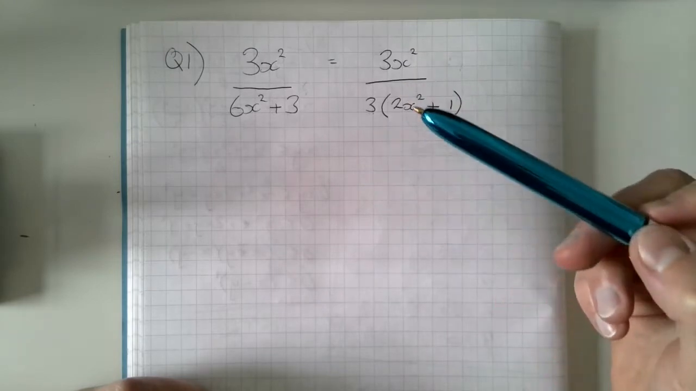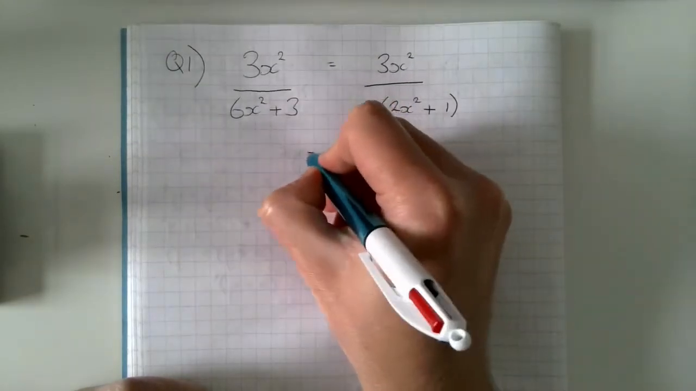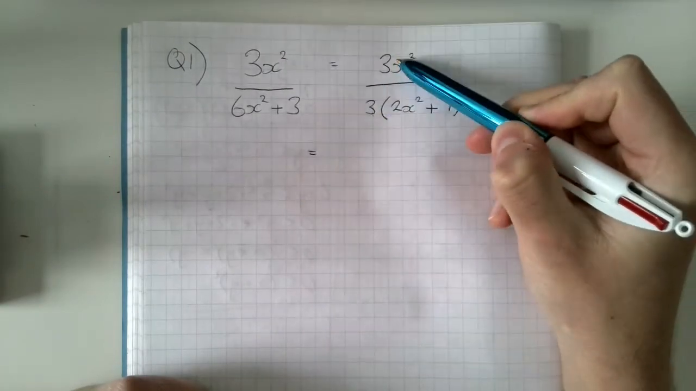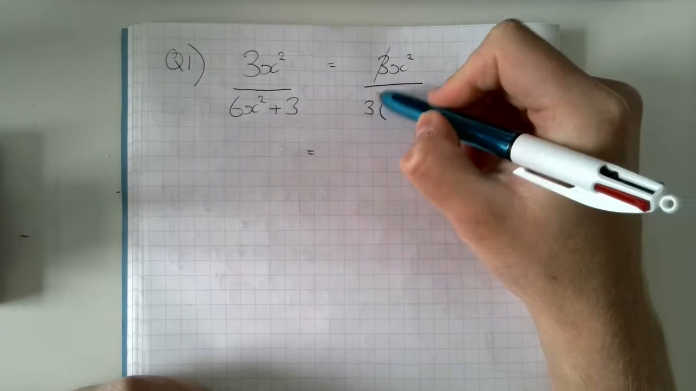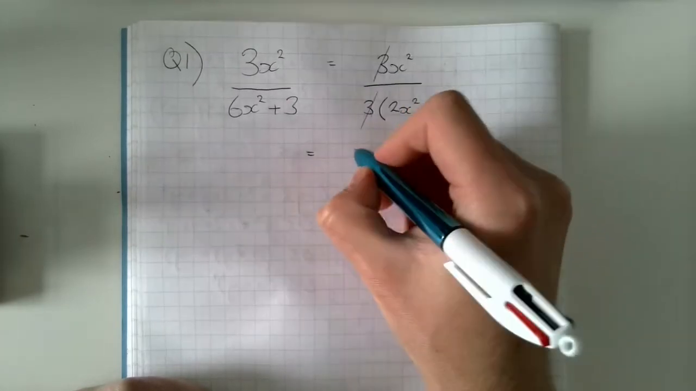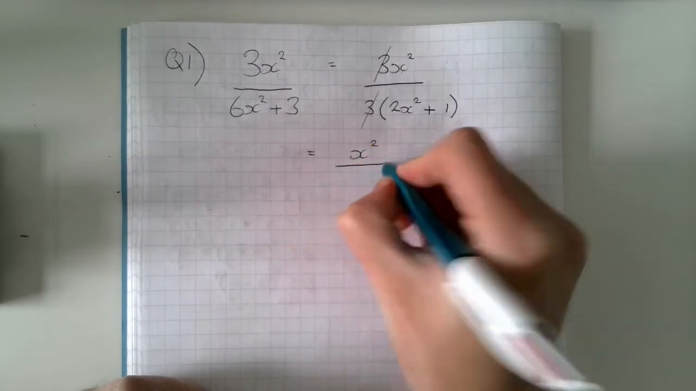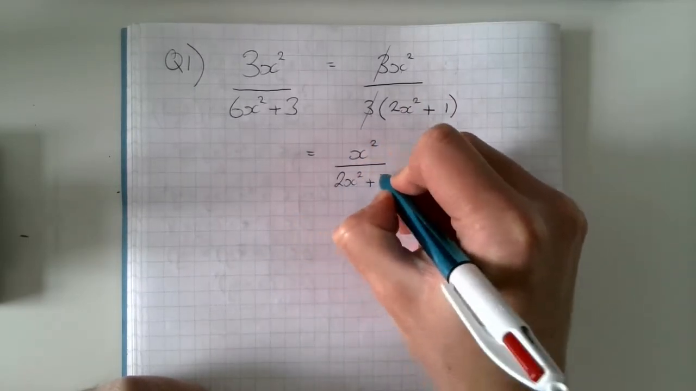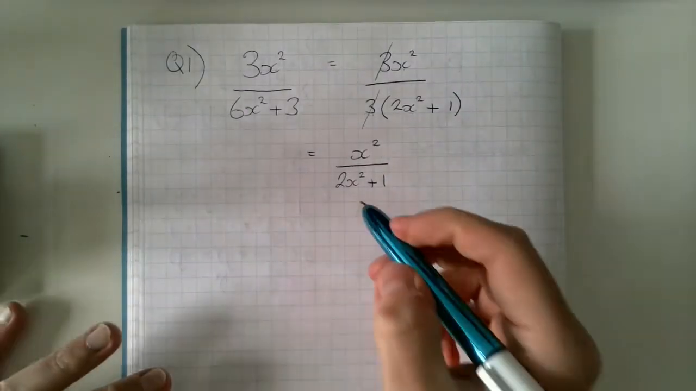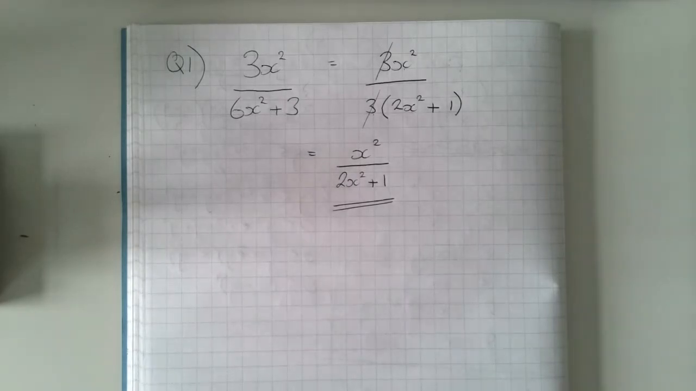Now I can do a bit of cancelling here because I've got a 3 on top and a 3 on the bottom. And 3 divided by 3 is just 1. So these 3's cancel each other out. So I'm just going to draw a line through those 3's. And that will leave me with x squared on the top of my fraction, and 2x squared plus 1 on the bottom. And that is one of the multiple choice options. So that is my answer for question 1.